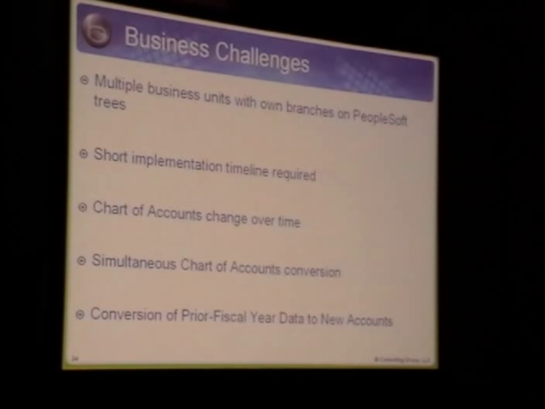There were some challenges that the technical solution had to be able to overcome. So we've talked about the fact that there are multiple business units. That meant that each business unit had actually their own branches on the PeopleSoft trees. Not only that, but they had different numbers of nodes and leaf nodes on those trees. And so when you looked at the project structure for the different projects that they had, some entities had only a couple of nodes or levels. Some had as many as 6 or more.